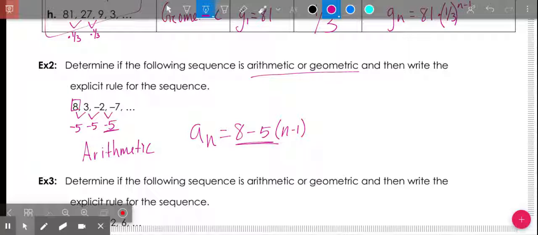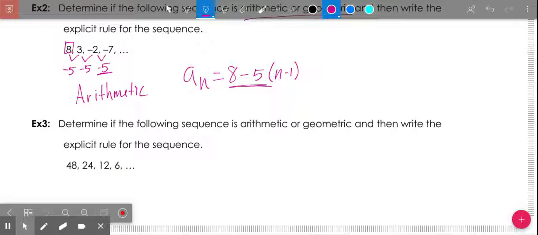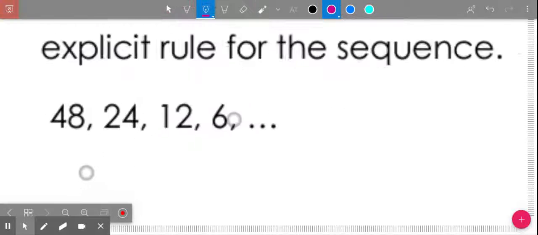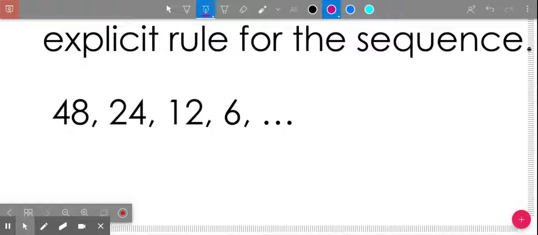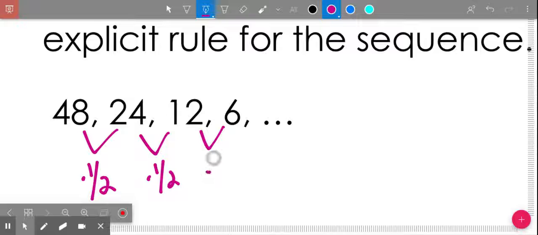Okay, last one. It says determine if the following sequence is arithmetic or geometric, and then write the explicit rule for the sequence. So, looking at this from 48 to 24, we're getting smaller. Okay, so we can start with subtracting 24, but then from 24 to 12, that doesn't work anymore. So we know we need a different rule. It's getting smaller, so that means we need to be multiplying by a fraction. Well, to get to 24, that's half of 48. So we're going to multiply by 1/2. 24 to 12, we're going to multiply by 1/2. And 12 to 6, we're going to multiply by 1/2.